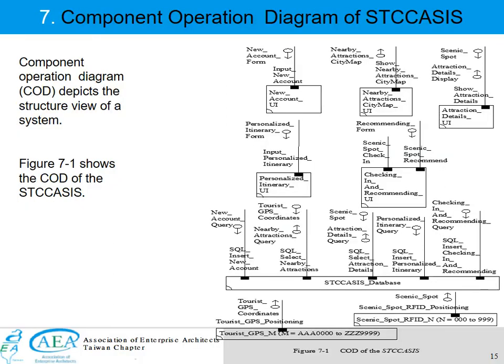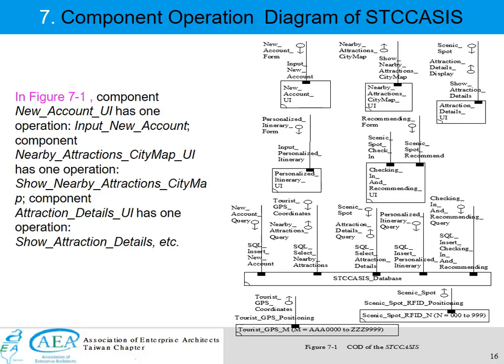Chapter 7, Component Operation Diagram of Smart Tourism City IoT System. Component Operation Diagram, COD, also depicts the structural view of a system. In figure 7-1, there are totally 8 components. So we show each component, its operations and their input-output data.